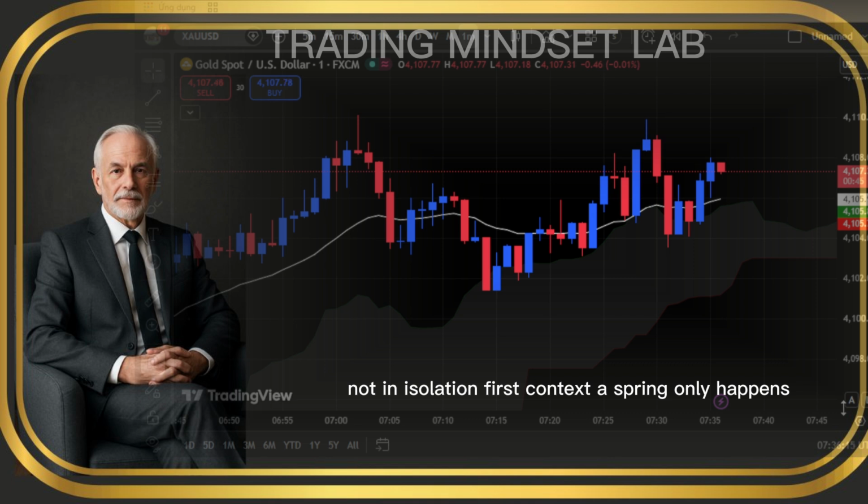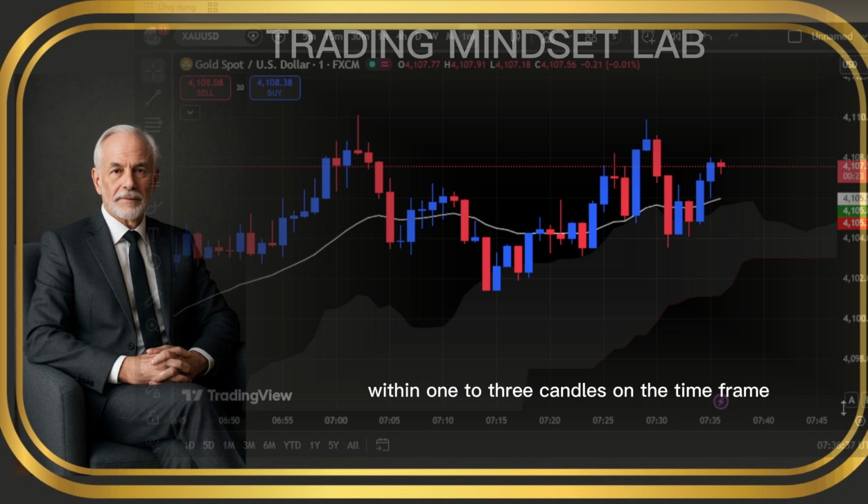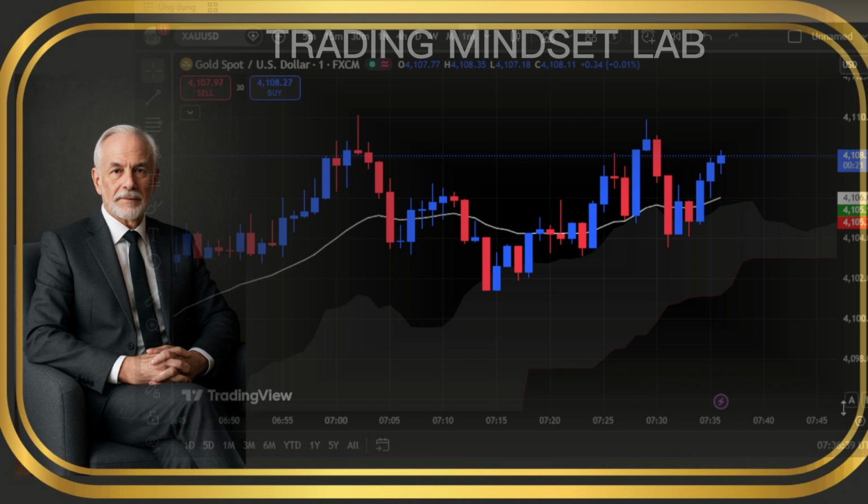First, context. A spring only happens after a defined trading range has already formed over multiple days or weeks, not on the very first pullback in a fresh downtrend. If there's no established range behind it, you're not looking at a spring, you're looking at ordinary continuation. Second, speed of recovery. A real spring reclaims the range within 1 to 3 candles on the time frame you're watching. If price stays below the range for many candles before attempting to recover, that hesitation itself is information, and it's telling you sellers are still in control.